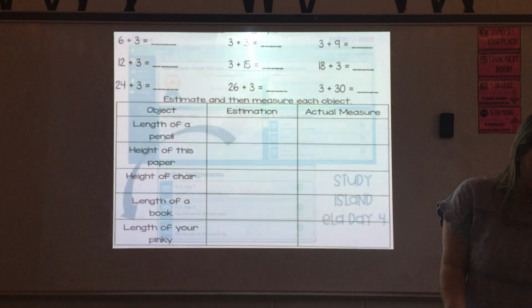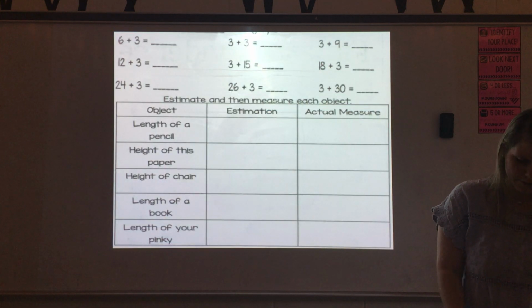All right, so that's our ELA portion for today. Let's have a look at math.